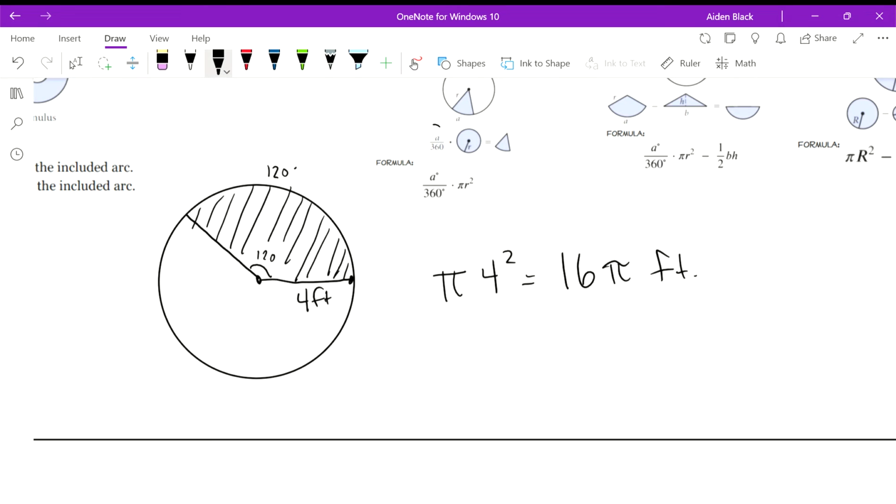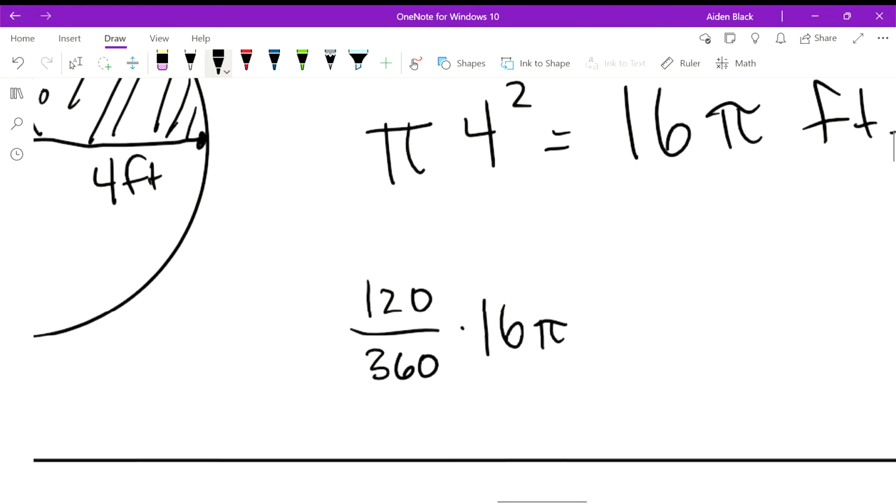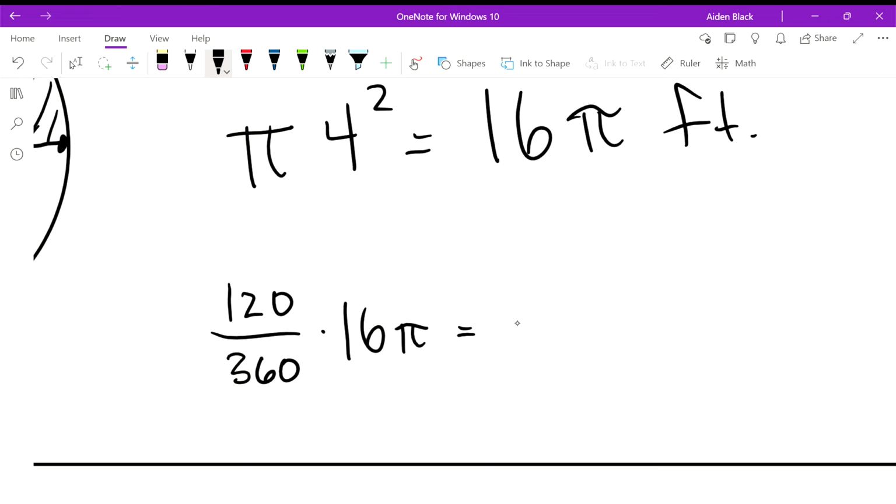Well, again, we're looking at the ratio. So what's taken up? 120 degrees out of the entire 360, and we're just multiplying that by the entire area, which we've already calculated is 16 pi. Now all you have to do is reduce it.